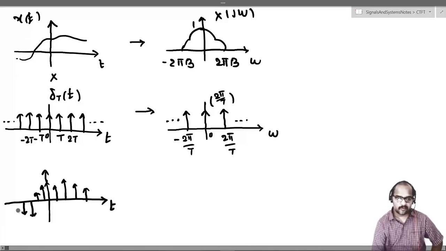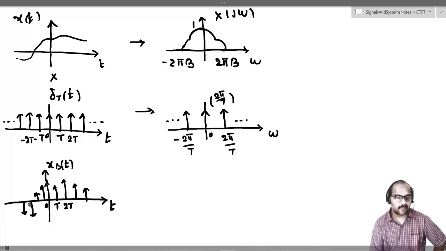Okay, if you join the peaks of the sampled signal, you can see the envelope of the signal x of t. So this is our sampled signal. Let us call it xs of t. And where are the samples located? Again at 0, T, 2T, 3T and so on. On the negative side also you will have minus T, minus 2T and so on. So after multiplying x of t with the periodic impulse train, you get the sampled signal.